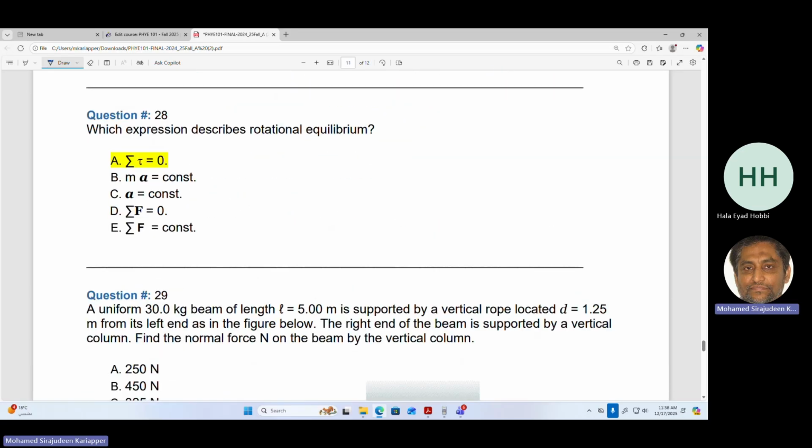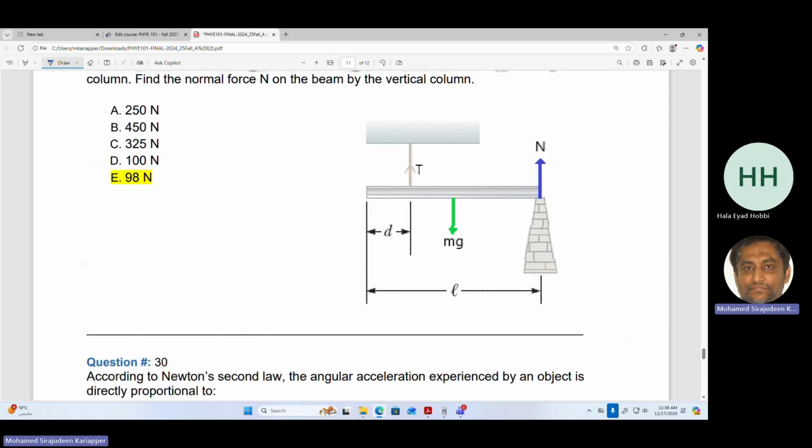Number 28. This is a question that is often repeated. So I can ask, instead of rotational equilibrium, what is the translational equilibrium equation? Then the answer is that, right? 29.